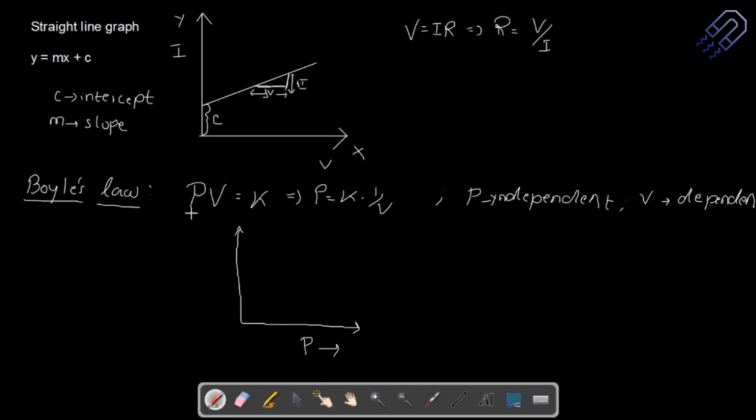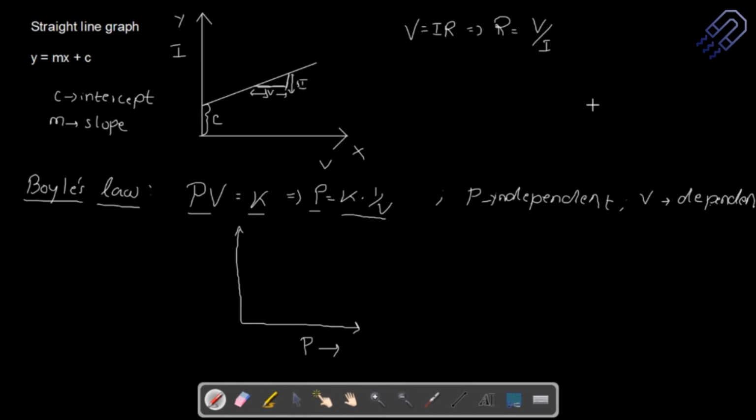If we look into this particular formula, did I mix up something here? Pressure, volume, okay, yeah. So actually, whatever example I said is correct only. Looking into the formula, if you take volume, it will give you pressure. But in general, what we can say is that pressure is the independent variable.